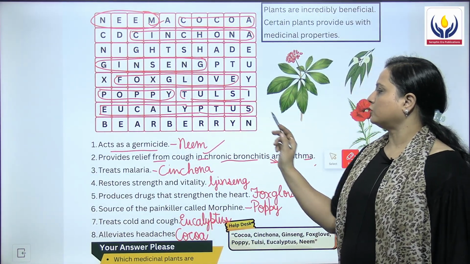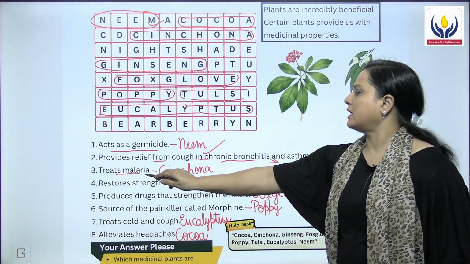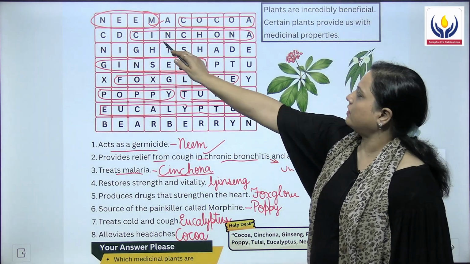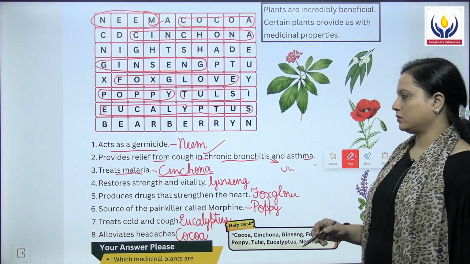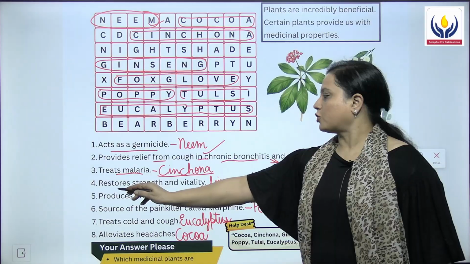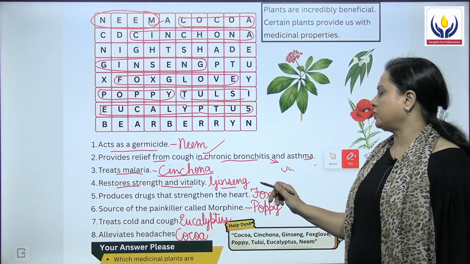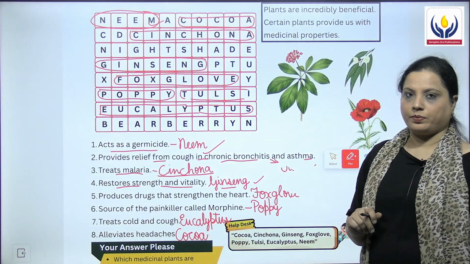Then next we come to the third, treats malaria, and what is the answer for this? Cinchona. Cinchona is written over here. Some people also call it cinchona. The next, restores strength and vitality. So the answer is ginseng, and ginseng is written over here.